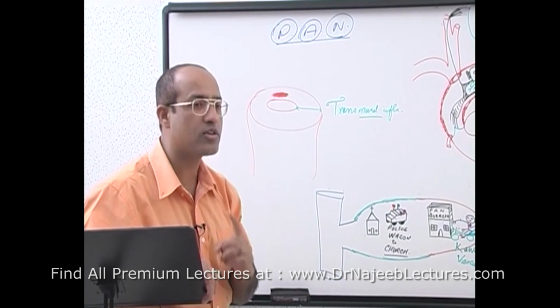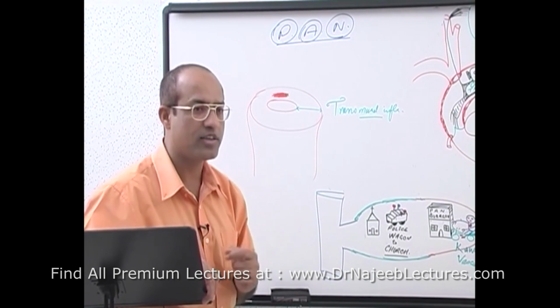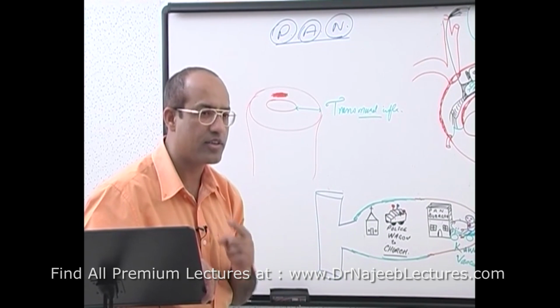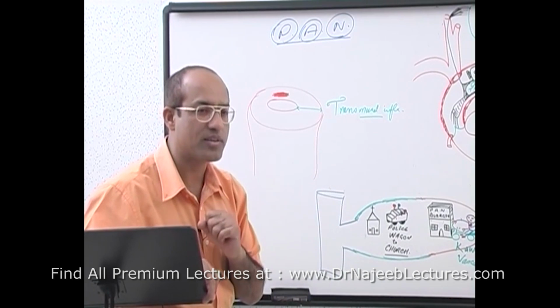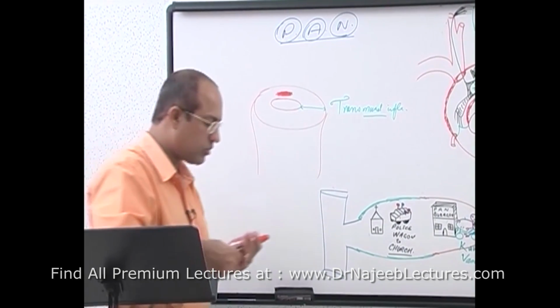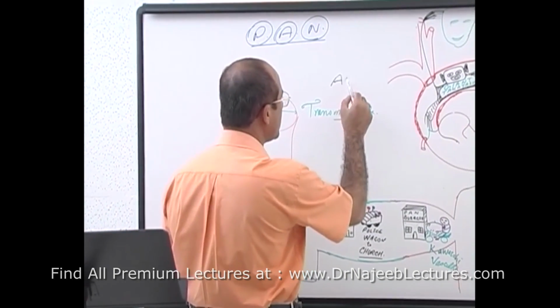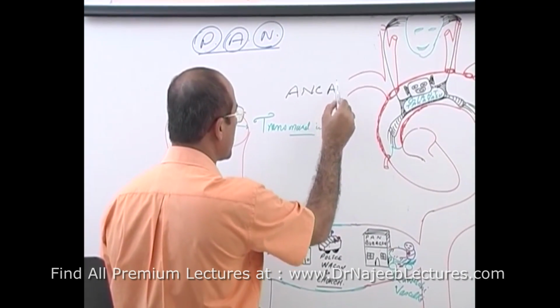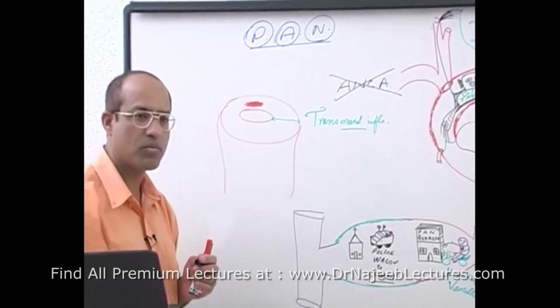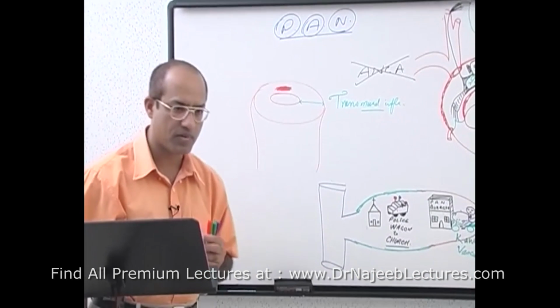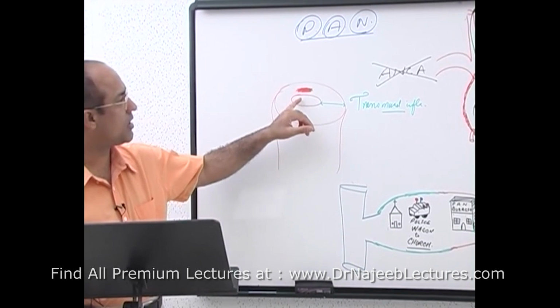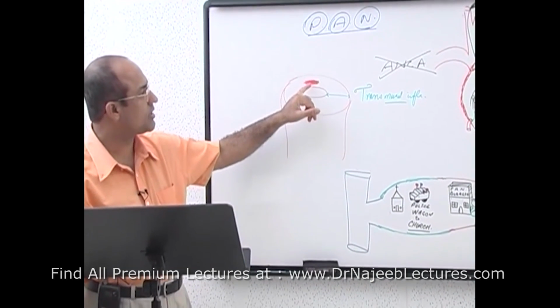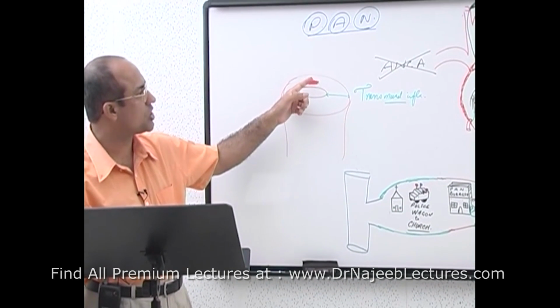But very typically, Polyarteritis Nodosa is not associated with ANCA. It is not associated with anti-neutrophil cytoplasmic antibodies, not associated. Polyarteritis nodosa, right? And again, it's easy to remember that when there is severe antigen-antibody complex deposition and complement activation, neutrophils come.